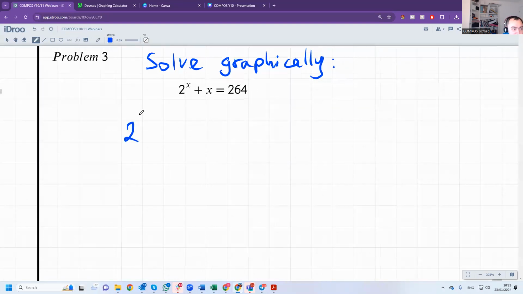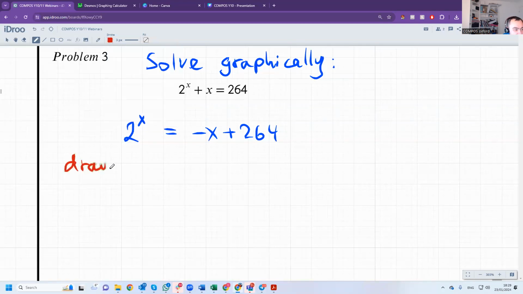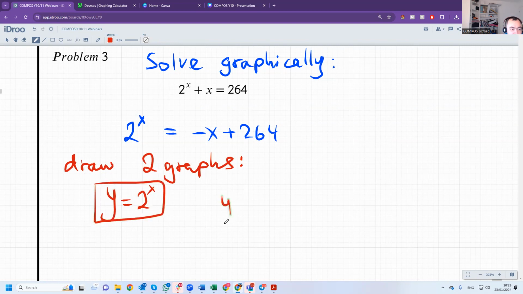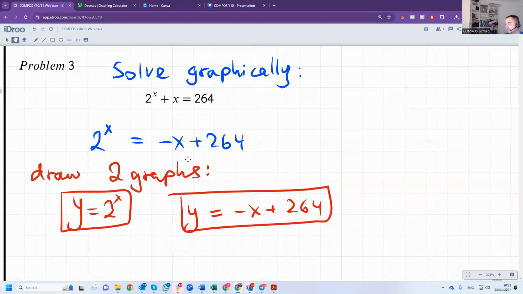I'm going to go 2 to the power x is equal to minus x plus 264. And I'm going to draw two graphs. Y equals 2 to the power x, and y equals minus x plus 264. So this is basically a graph of the left-hand side and a graph of the right-hand side.